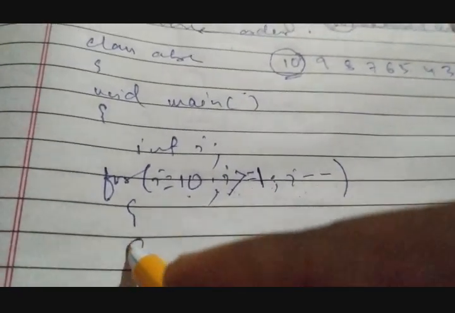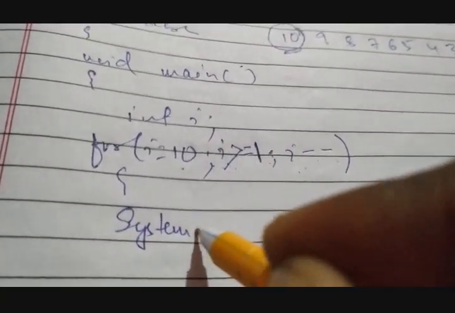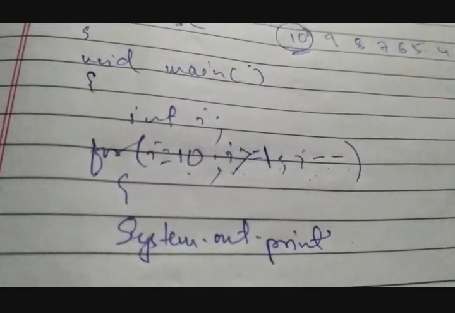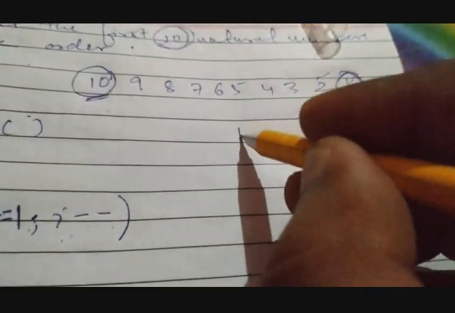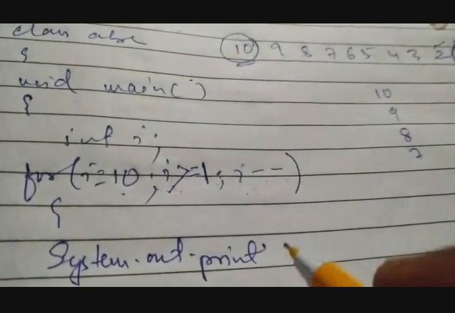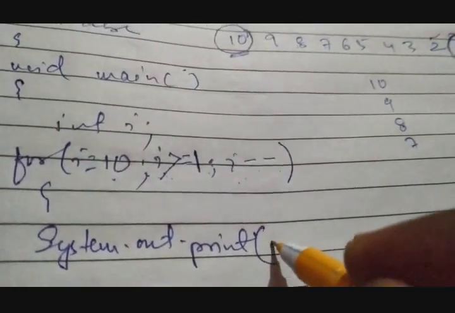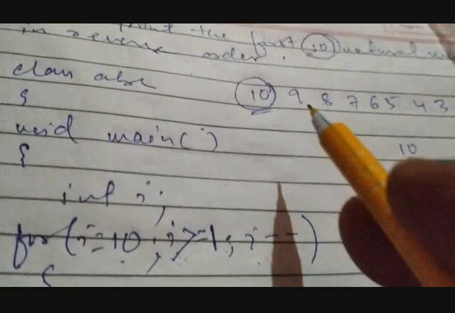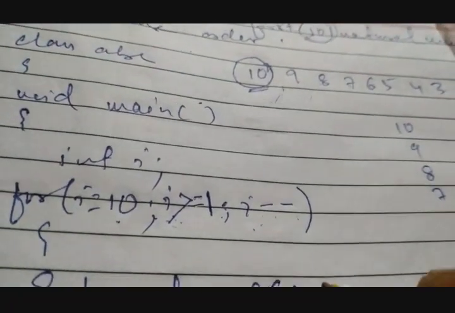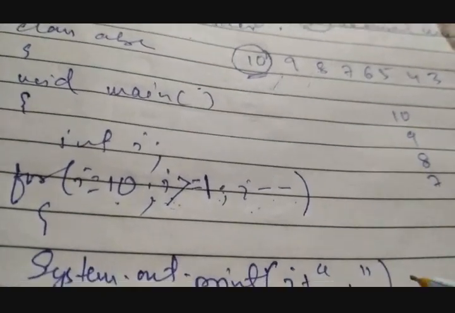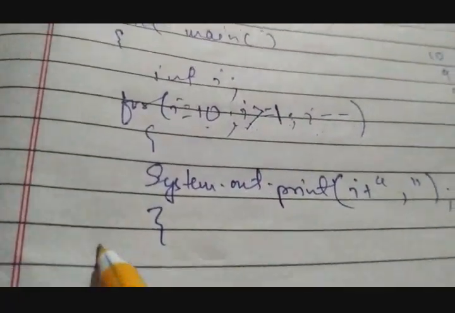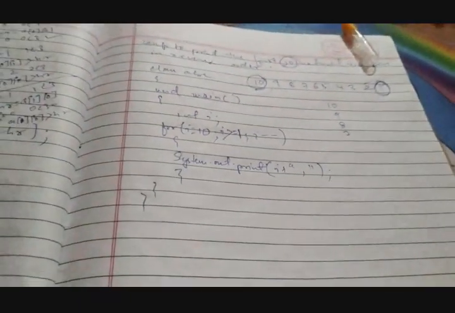Now, since it has to be printed in a single line, we go with the System.out.print method, not println. Println means it will be written line by line, like 10, 9, 8, 7. Since it is a single line, we go with print I. Now after 10, we need to give a comma, so plus comma, semicolon, and close them.